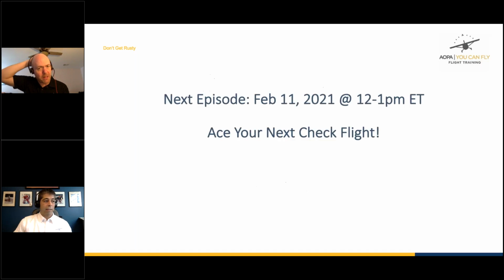So let's start. Do you want to just mention the next topic real quick before we do that, Pablo? Yeah, for those that might have to leave. Sure. Next episode, February 11th, we are on a monthly schedule of 2021, 12 to 1 Eastern, more importantly, 11 to 12 Central. And Ace your next check flight. This is fantastic. We will have a special guest to help us here. Exactly right. Pat Brown, one of our ambassadors, and an FAA DPE, a designated pilot examiner.